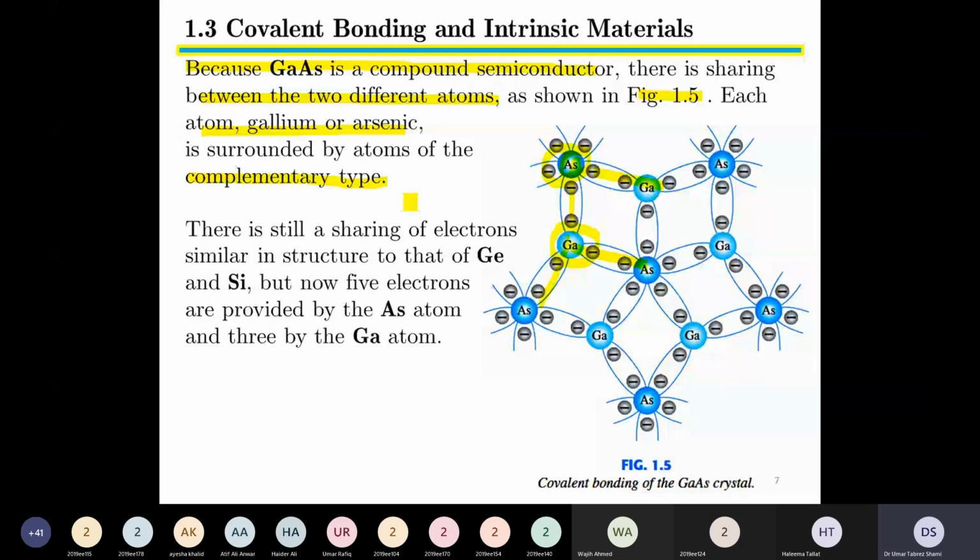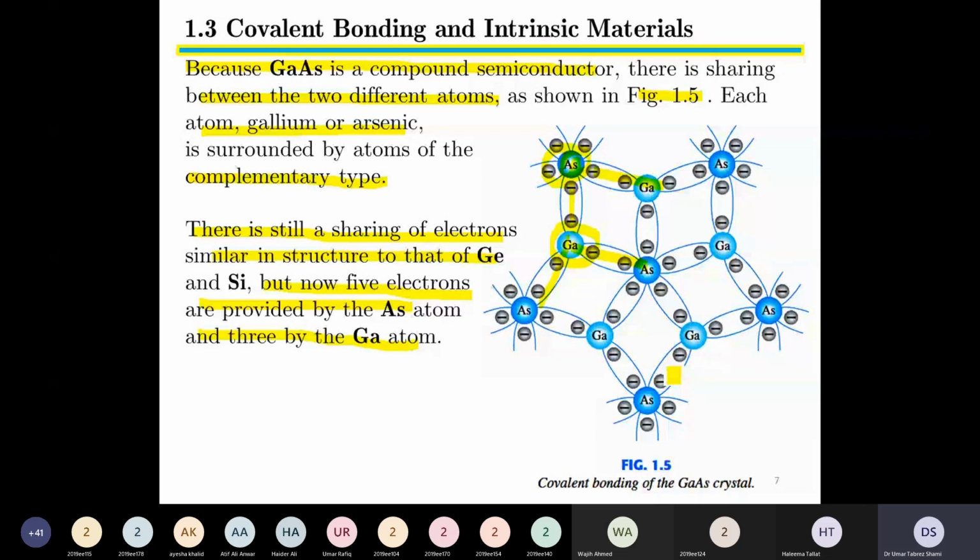Okay, there is still a sharing of electrons similar in structure to that of germanium and silicon, but now 5 electrons are provided by the arsenic atom and 3 by the gallium atom. Gallium is sharing 3 electrons, whereas arsenic is sharing 5 electrons. And as a result, after this sharing, the outermost octet of each atom, either gallium or arsenic, is complete.